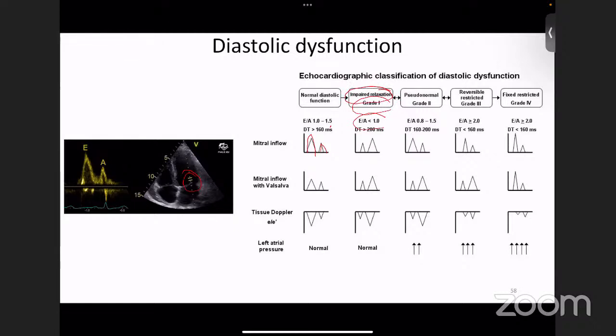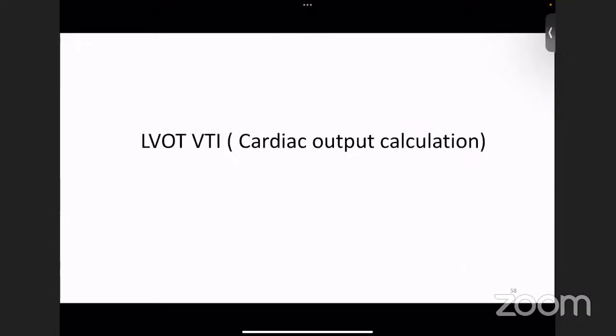Then you have to also see the deceleration time. This is the deceleration time. This is a separate task by itself. So usually it is more than 160 milliseconds. So if the deceleration time is more than 200 with the E by A ratio of less than 1, then it is grade 1 diastolic dysfunction. Similarly, these are the different grades of diastolic dysfunction. So the E by A ratio is more than 2 is reversible restricted, grade 3, and this is the fixed restricted. This is an irreversible stage of the diastolic dysfunction.